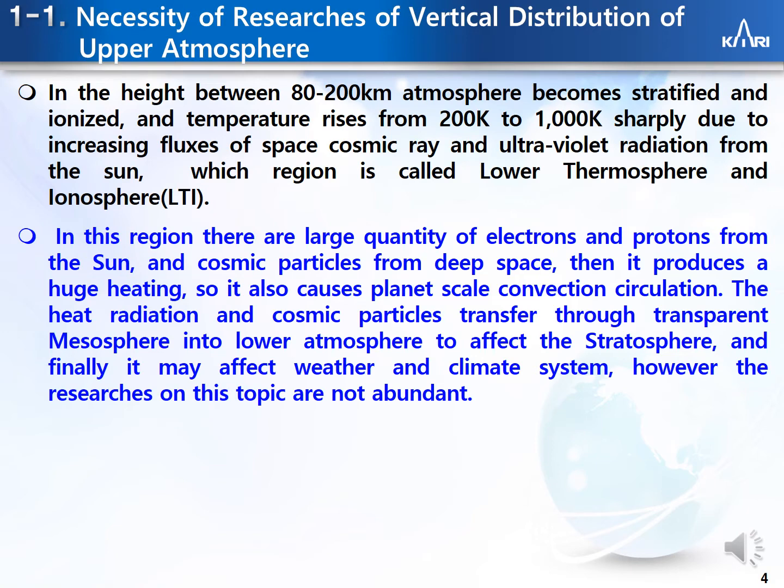In this region, there are large quantity of electrons and protons from the sun and cosmic particles from deep space. Then it produces a huge heating, so it also causes planet-scale convection circulation. The heat radiation and cosmic particle transport through transparent mesosphere into lower atmosphere to affect the stratosphere. Finally, it may affect weather and climate system. However, the researches on this topic are not abundant.